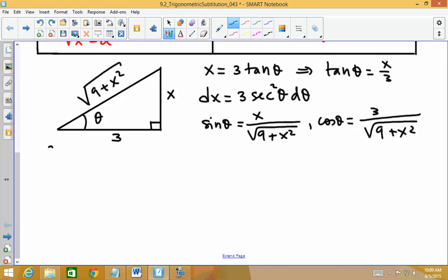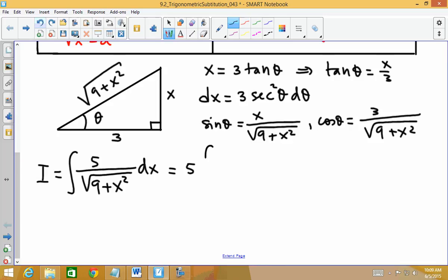Our integral, we'll name the integral I. I is the integral of 5 over the square root of 9 plus x squared dx. Now see that we can move the 5 out. I get 5 times the integral of 1 over the square root of 9 plus x squared dx.